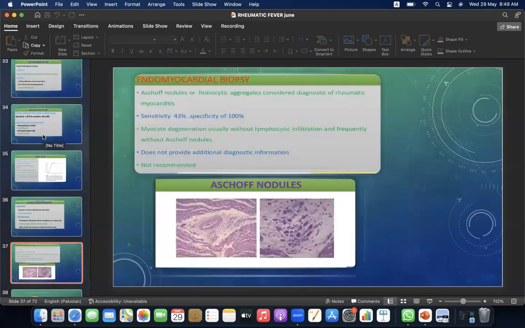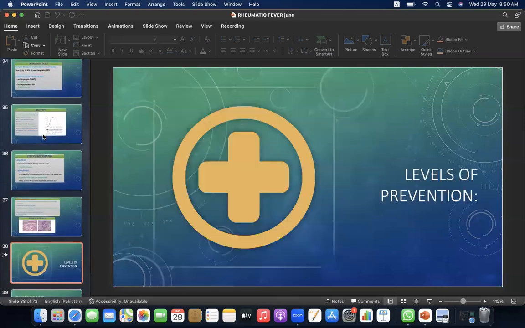Echomyocardial biopsy: Aschoff nodules or histological aggregates are considered diagnostic of rheumatic myocarditis. Sensitivity is 43%, specificity is 100%. Myocyte degeneration is usually seen without lymphocytic infiltration and frequently without the Aschoff nodules. It does not provide additional diagnostic information and is not recommended.